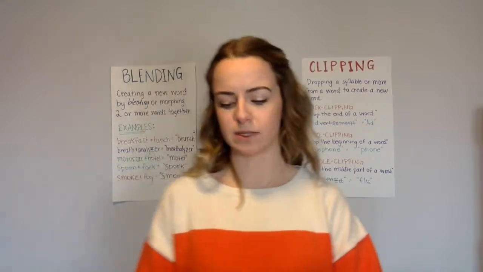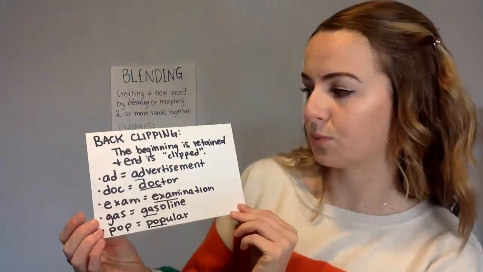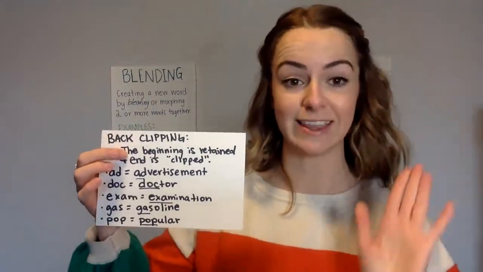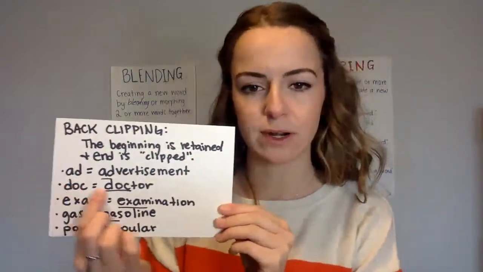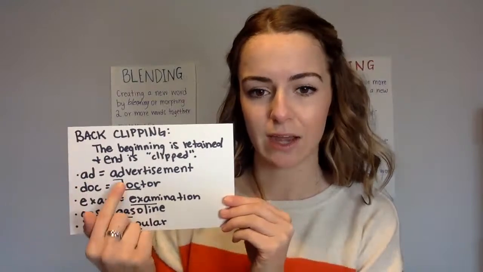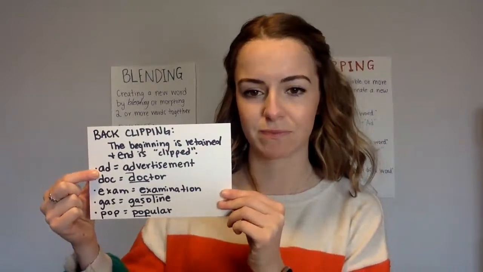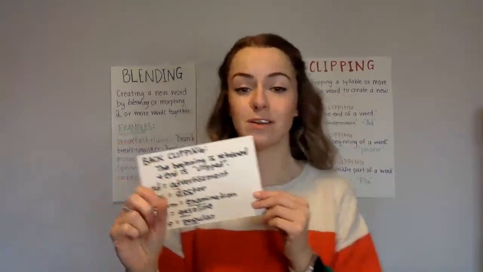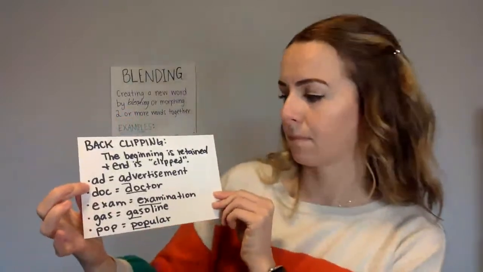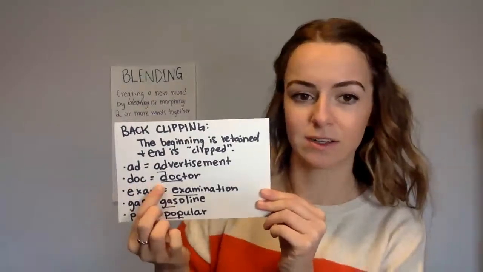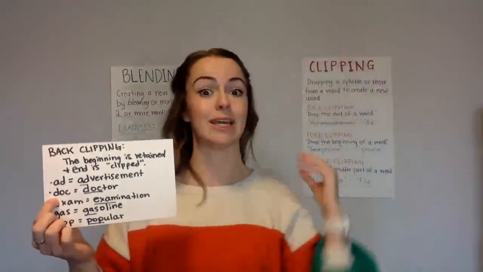The first thing we're going to learn about today is back clipping. Back clipping is when the beginning is retained. That means the beginning is left alone and the end is clipped or dropped. Here is an example. I have advertisement and all I kept here was ad. I got rid of vertisement and it became ad. The reason we do this is just to shorten the word, four syllables versus just one syllable for ad. Another one, we have doc. The complete word would be doctor, but you can also use the word doc just to shorten it and make things a little easier.